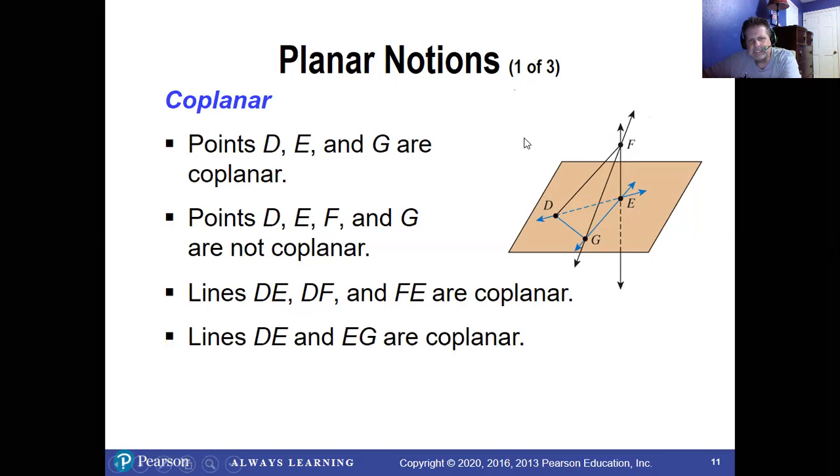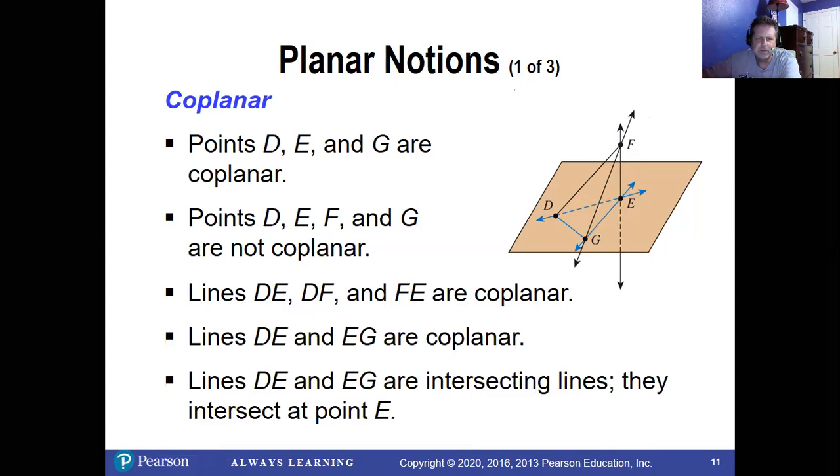Lines DE and EG are coplanar. Okay? DE is on the plane and EG is also on the plane. Lines DE and EG are intersecting lines, which means they intersect in a point. Where do I know that point is? It happens to be here at E. Okay? So, intersecting means that point they have in common.